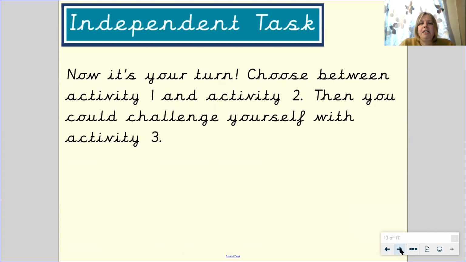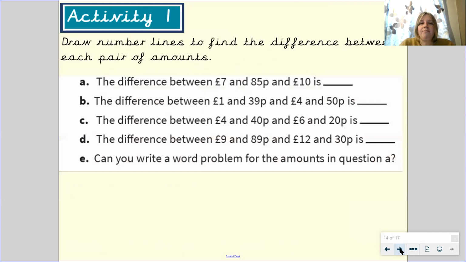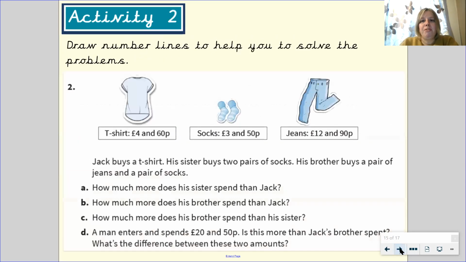Now it's your turn. Choose between activity 1, 2, and challenge yourself with activity 3. In activity 1, you need to use a ruler to draw number lines to find the difference between each pair of amounts. So use a number line to work out the difference between each amount, just like we did together and just like you've practiced on your whiteboards. Activity 2, again, using a ruler. Draw number lines to help you solve the problem.